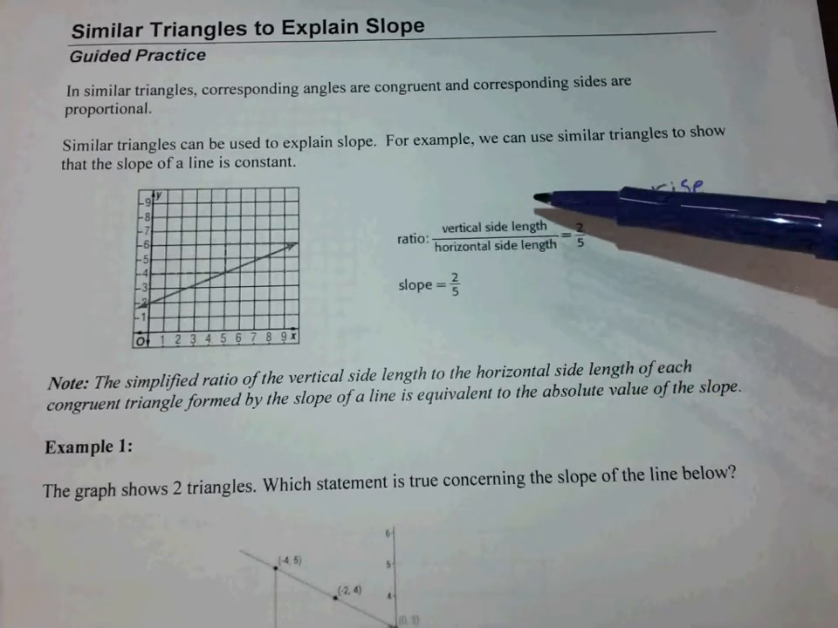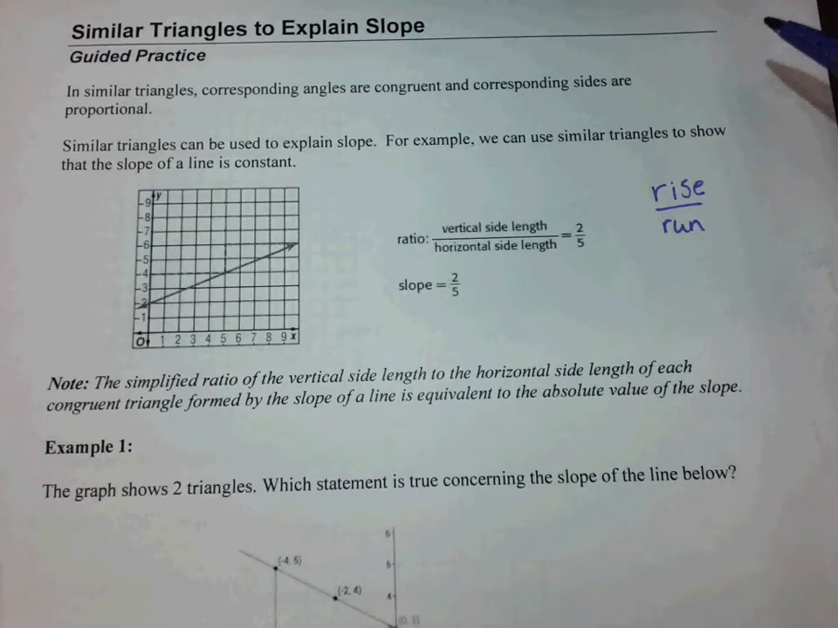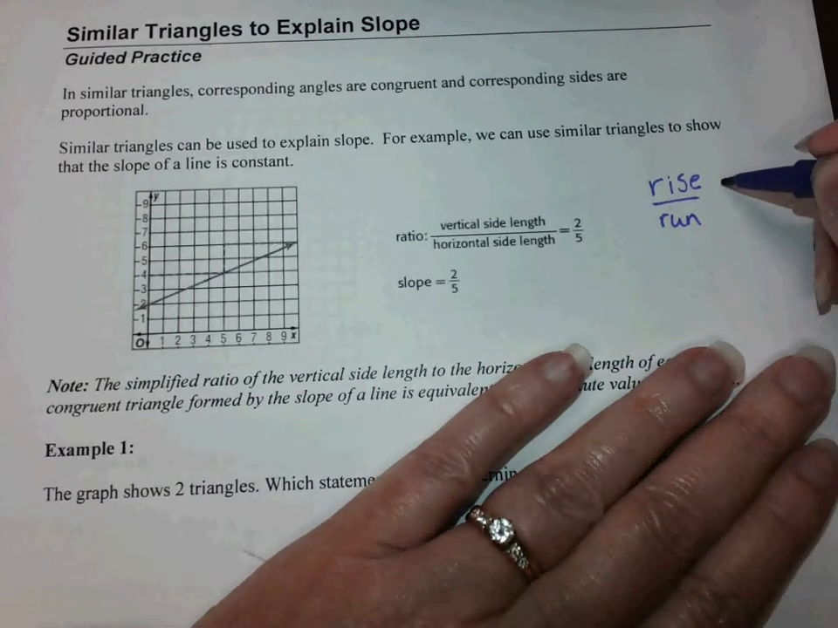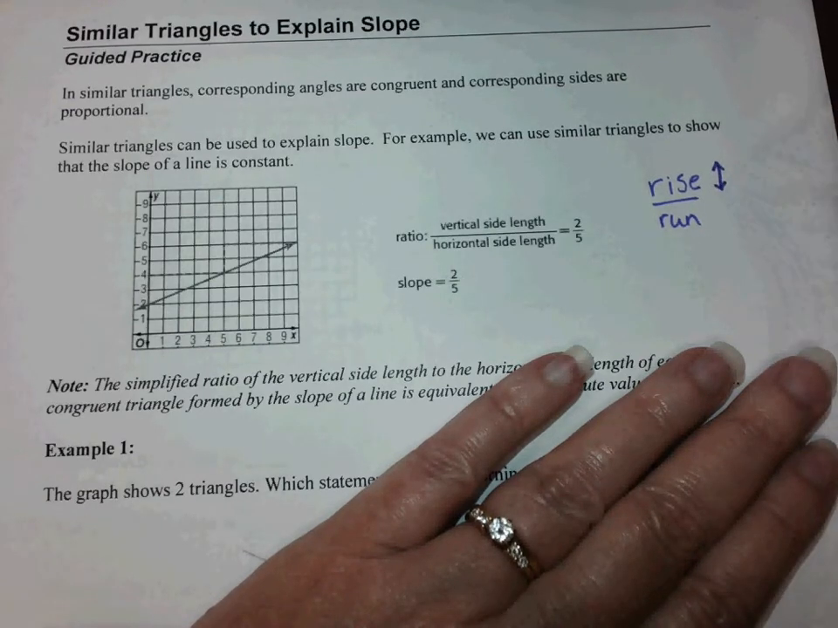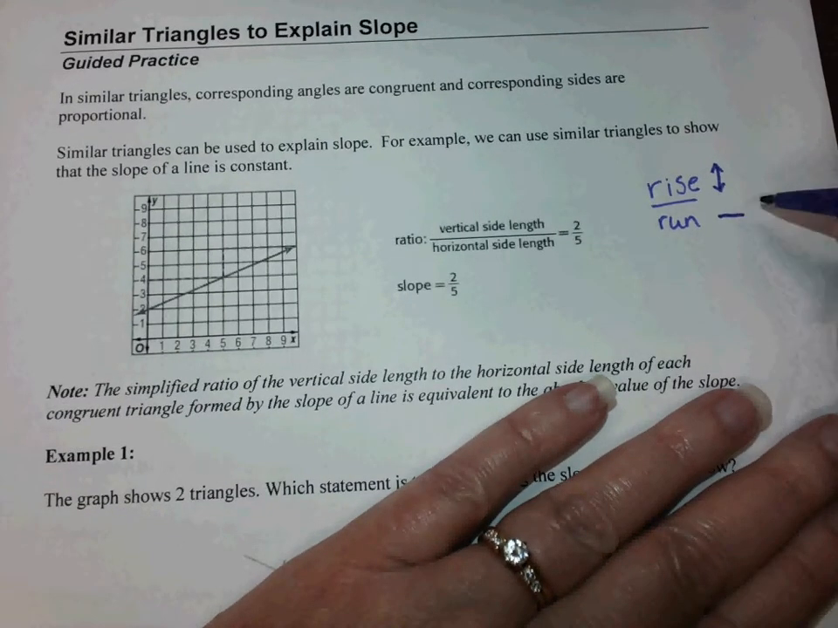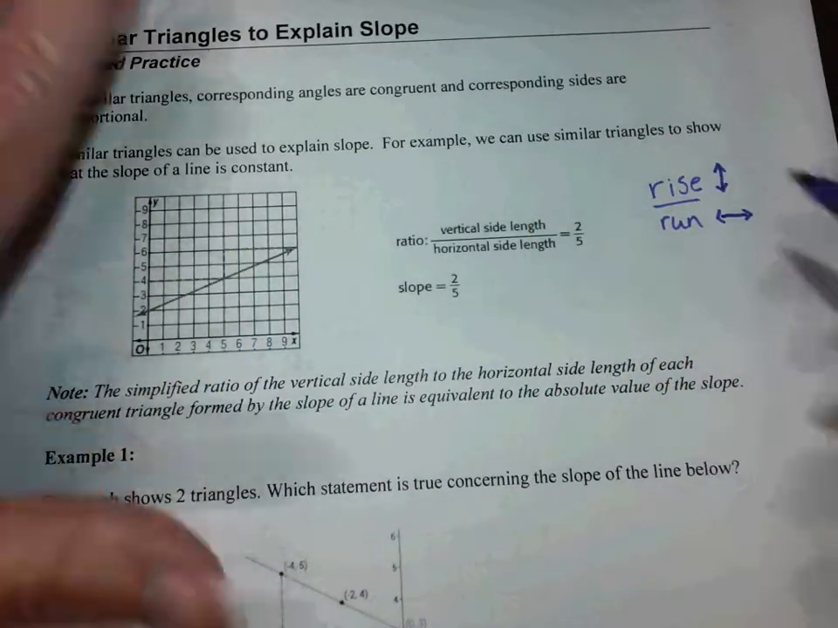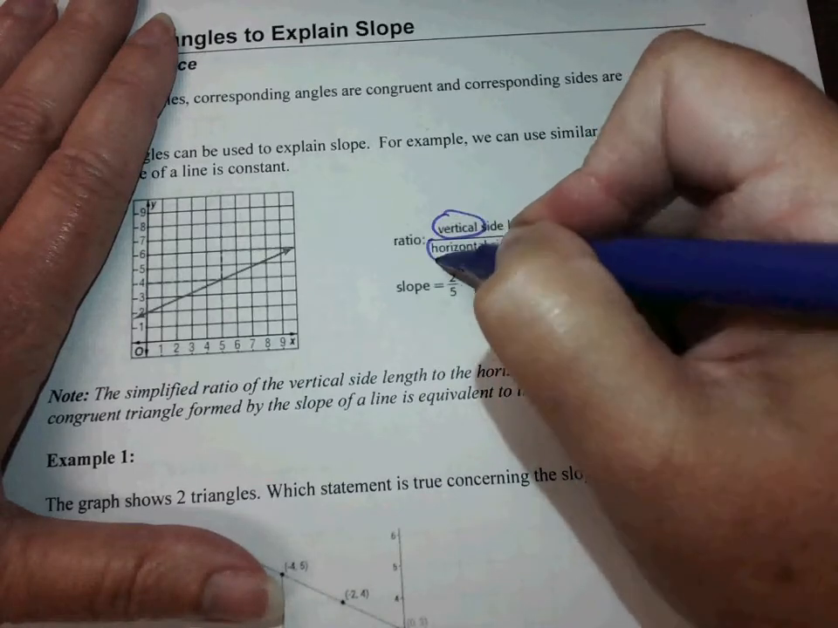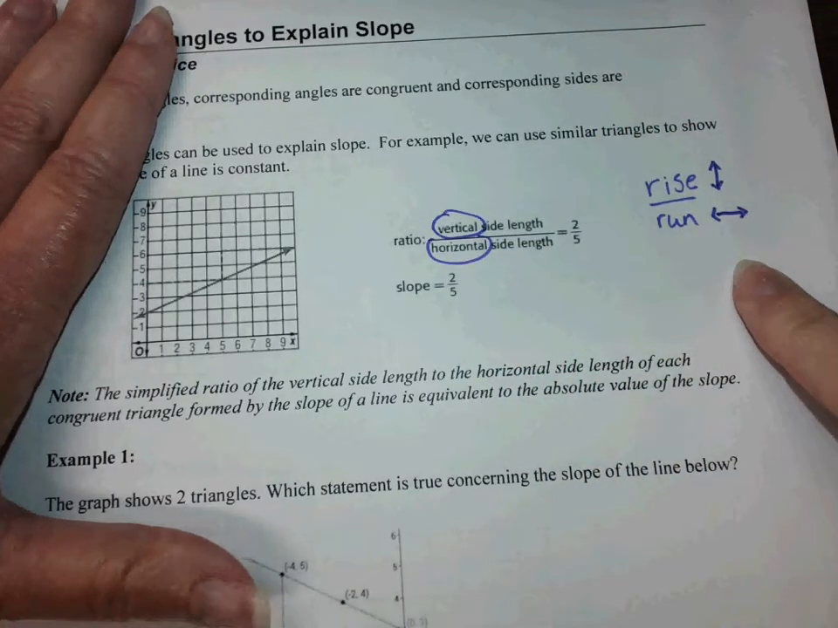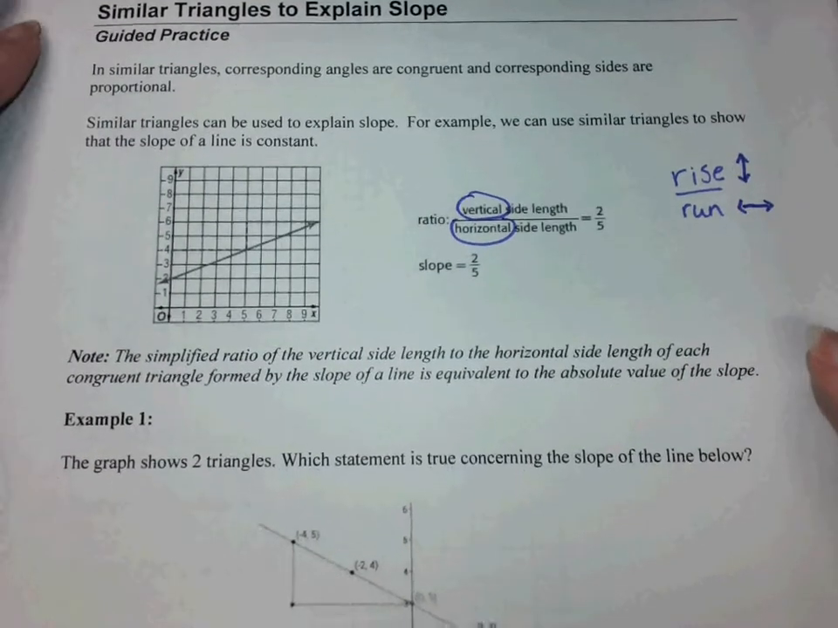Questions will talk a lot about the ratio of the vertical side length to the horizontal side length, and we've talked about it in terms of rise over run. Now you know that rise, we talk about the distance vertically that the line is changing, and run, we talk about the distance horizontally that the line is changing. So when you see these words, vertical and horizontal, they're really just talking about the rise over the run. So don't let that turn you around too much.